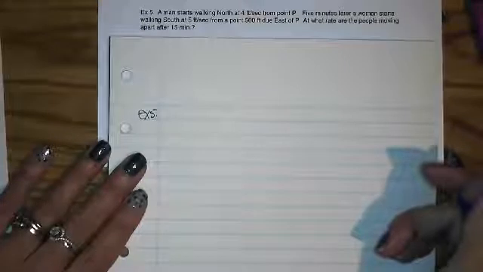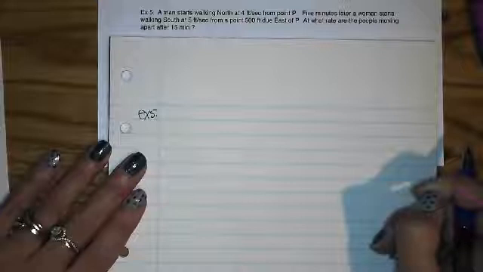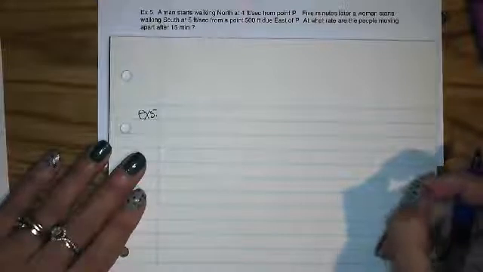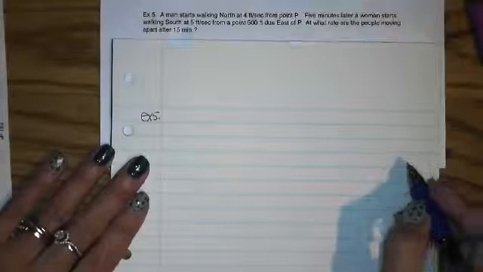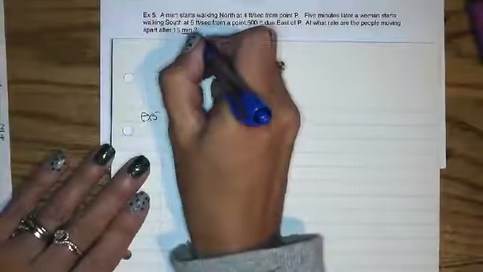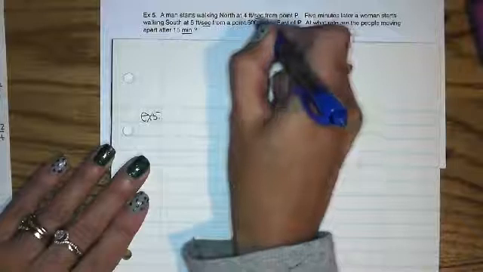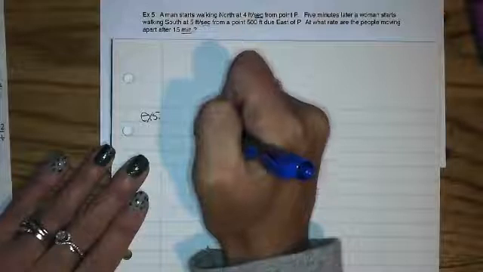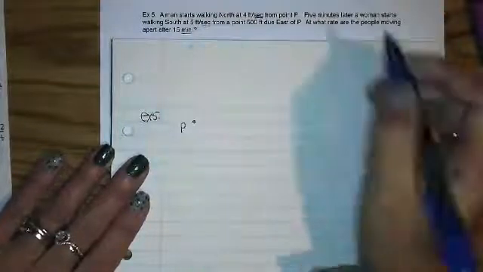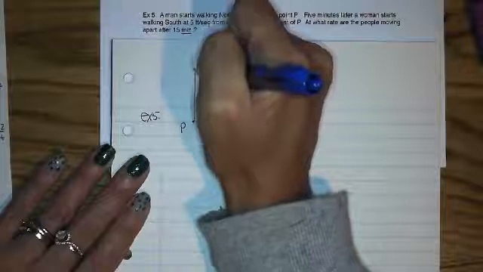Okay, we've got a man who starts walking north at 4 feet per second from point P. 5 minutes later, a woman starts walking south at 5 feet per second from a point 500 feet due east of P. At what rate are the people moving apart after 15 minutes? Okay, first I want you to pick up on a little red flag in here. I've got a time given in minutes, but both of my rates are in seconds, so we'll take care of that at the end. Alright, so here's my point P.